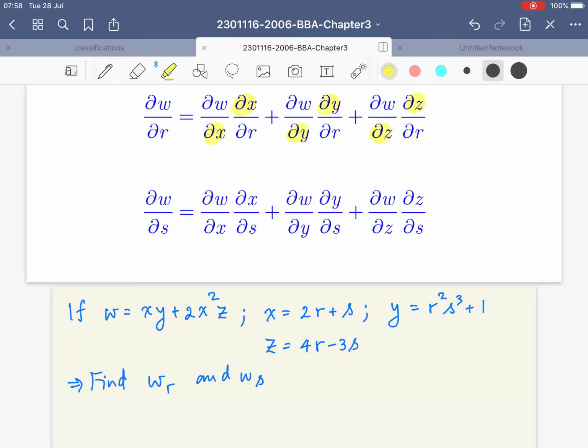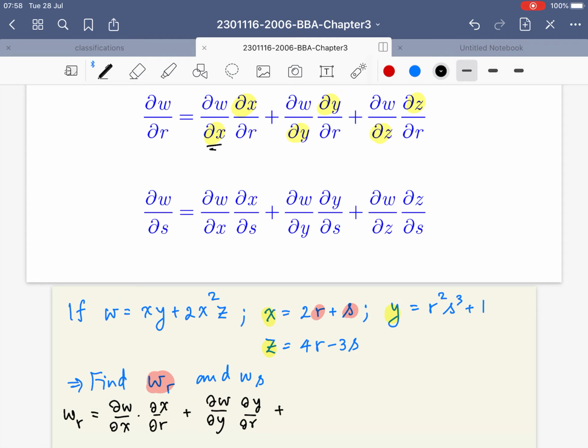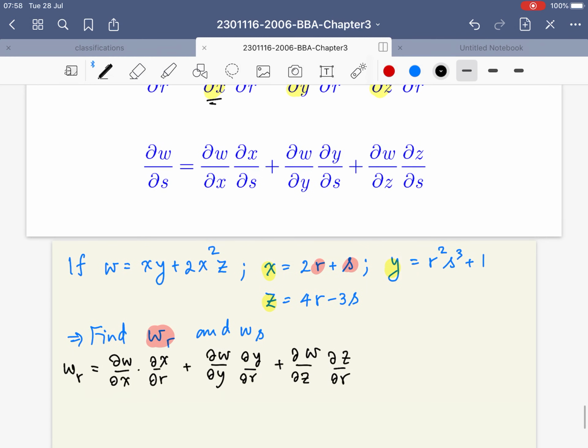So your W depends on X, Y, and Z, and the X and the Y depend on the R and the S, okay? So if you need to find dW by dR, we need to do three contributions, which is dW by dx, you see, this one, and then dx by dr, dW by dy, dy by dr, and we still have another contribution which is through the z, so it is dW by dz, dz by dr, okay? And each and every term is not that difficult, right?